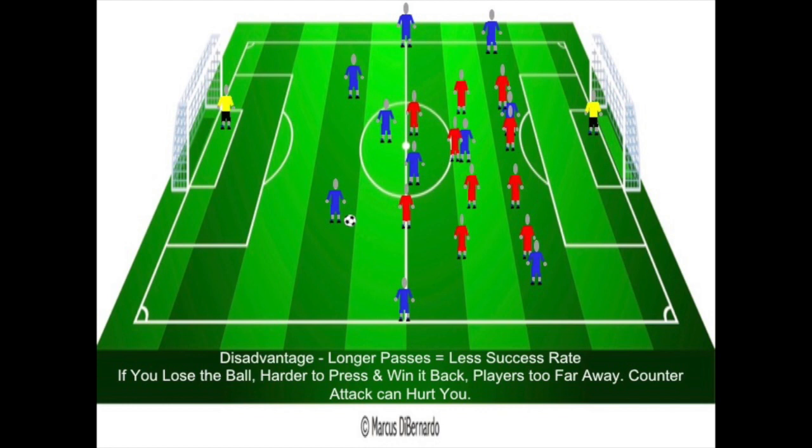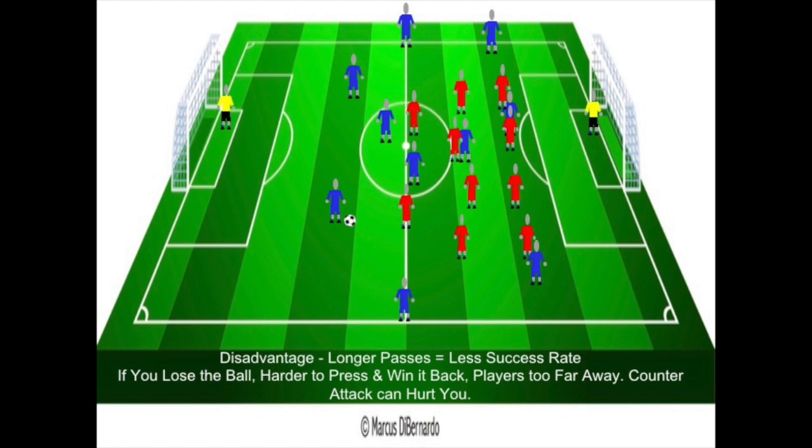One of the disadvantages is if you do give away the ball because you're making longer passes, it's harder to complete longer passes than shorter passes. So if you do give away the ball, you're susceptible to the counterattack right away. I mean, look how wide those center backs are. If you give away that ball, there's not a lot of people to recover there.